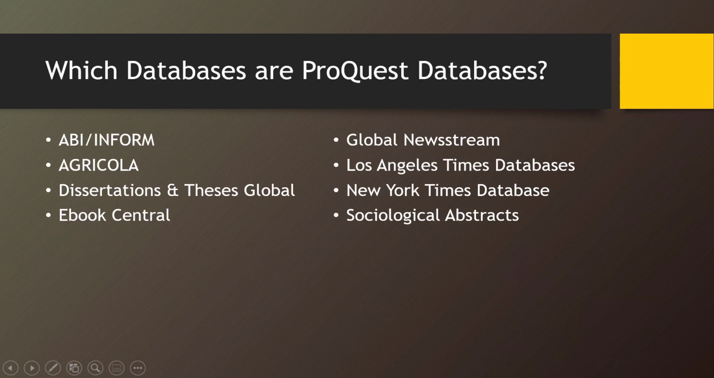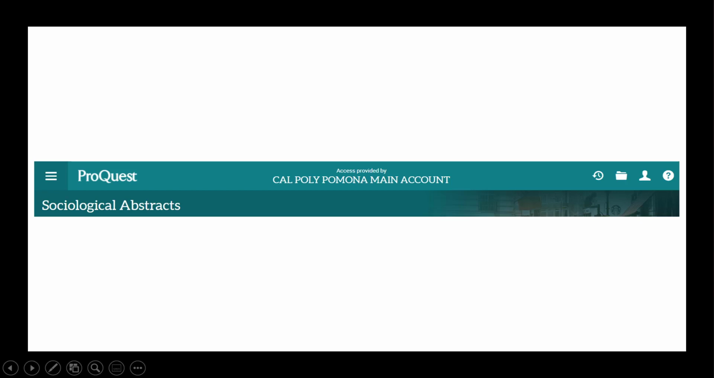So to start out with, which databases are ProQuest databases? Well, there are a lot of them, but here are some of the more heavily used ones. ABI Inform, Agricola, Dissertations and Theses Global, eBook Central, Global Newsstream, the Los Angeles Times databases, the New York Times database, and Sociological Abstracts. In any one of these databases, you will see a menu bar across the screen at the top of the page.